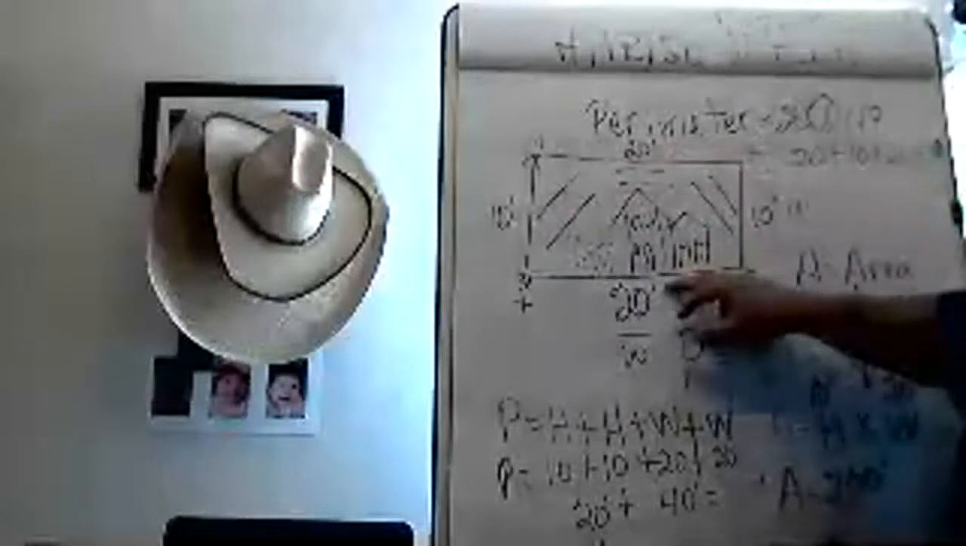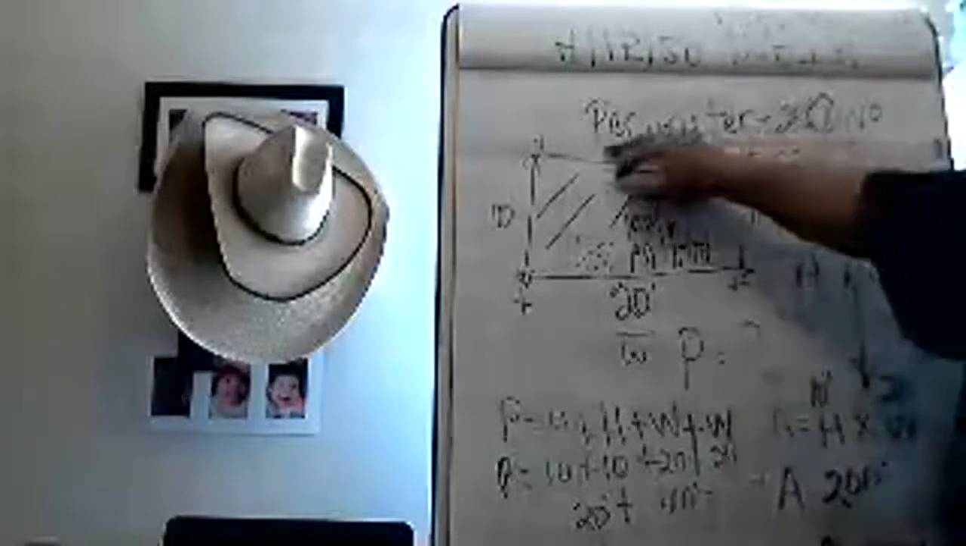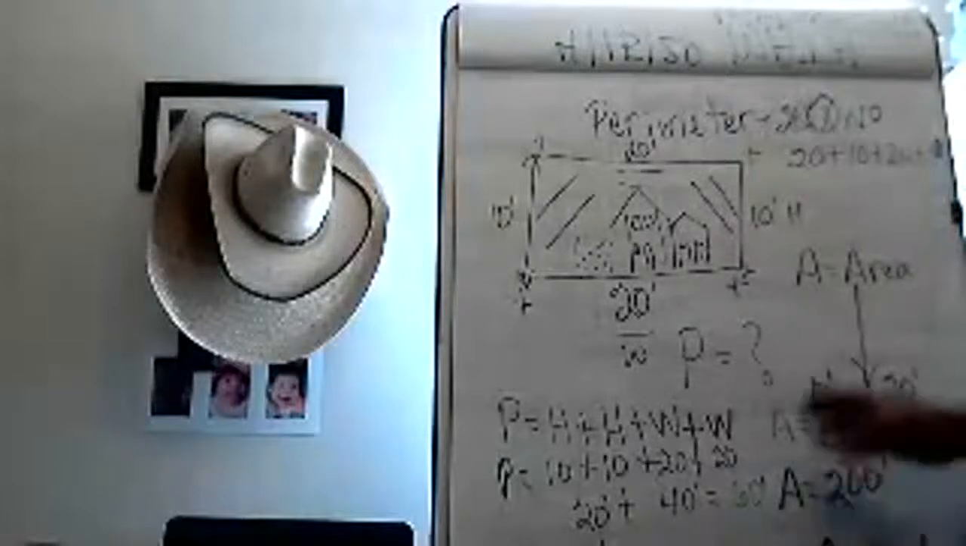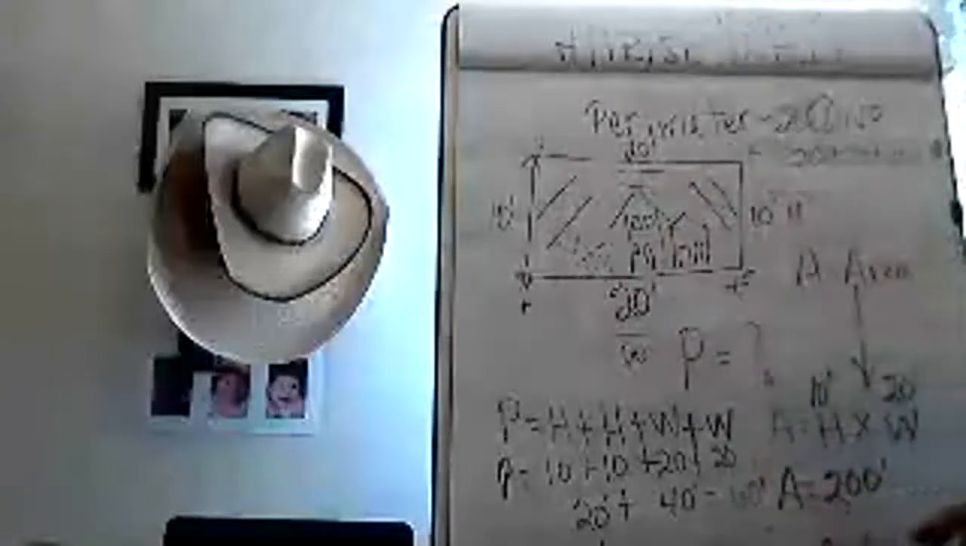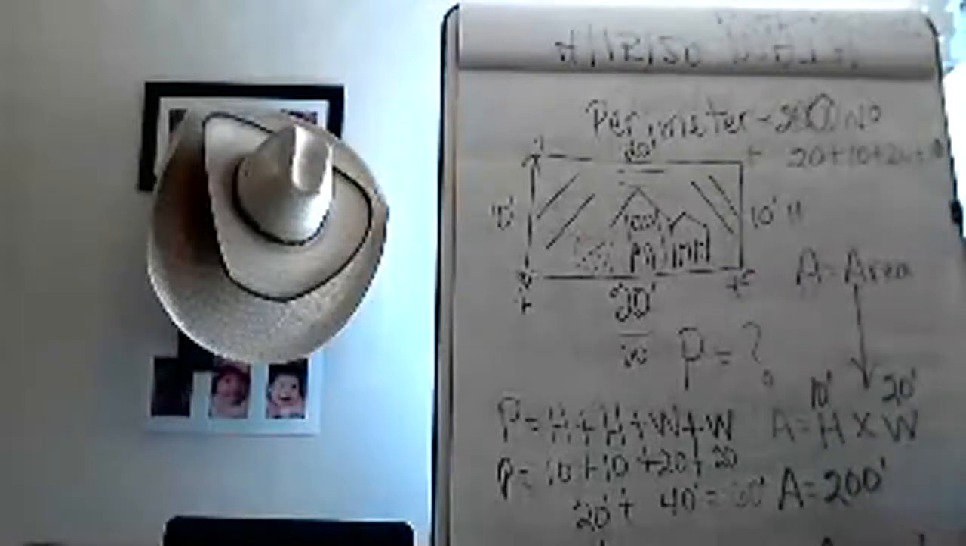We add the width and the height, 10 and 20 is 30, plus 10 again. Yep, you're right, it's 40. Plus 20 is 60. So our whole entire perimeter for this area, 10 by 20, is 60 feet. And for the area, 10 by 20 is 200 feet. So that's how we did area and perimeter.